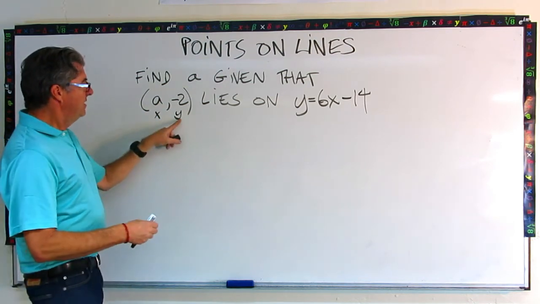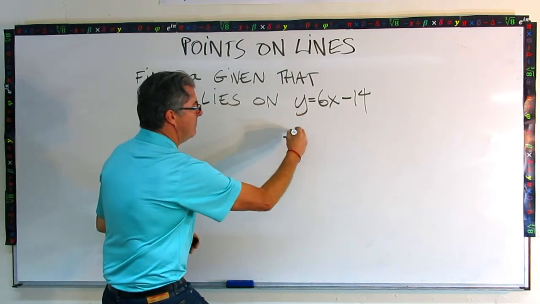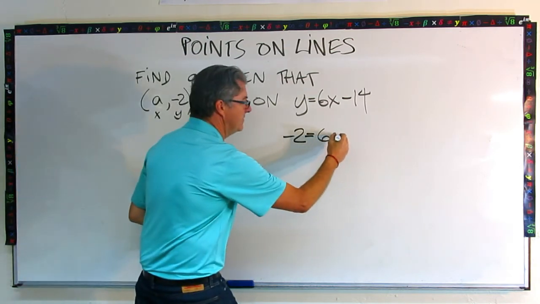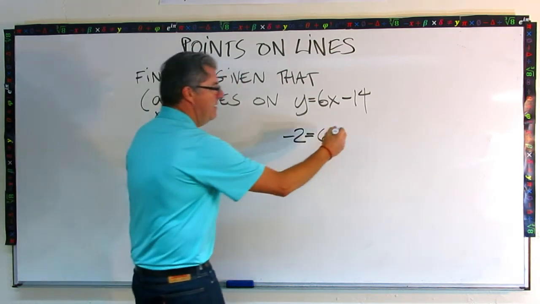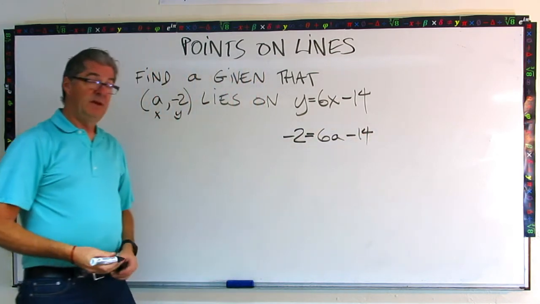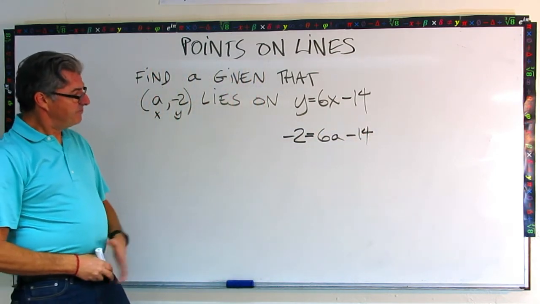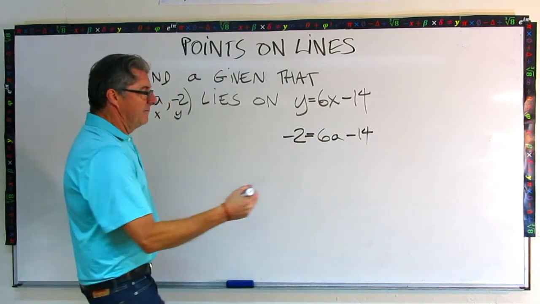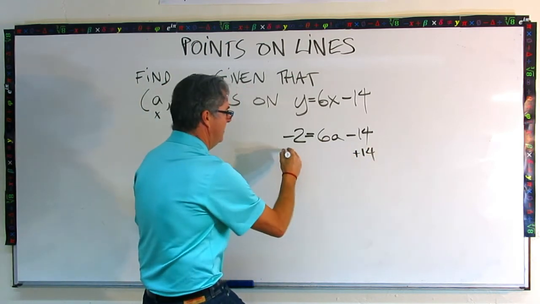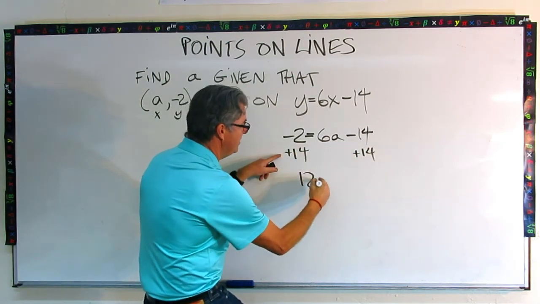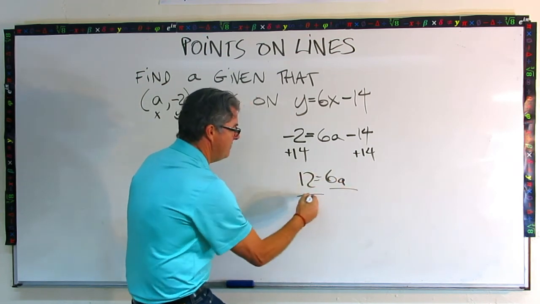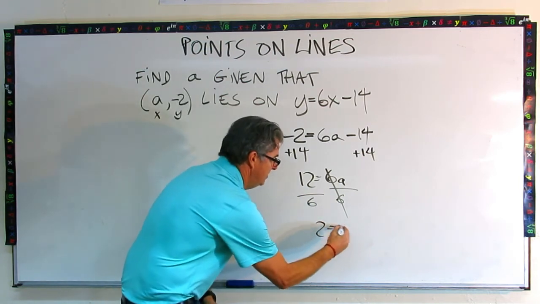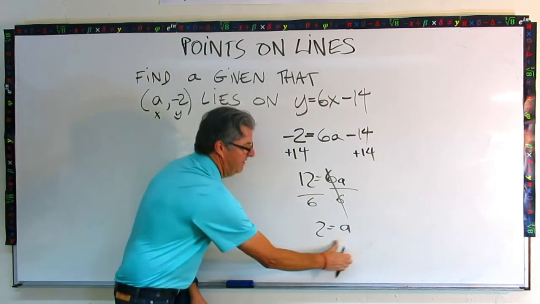So watch this. My y is negative 2, so I'm just going to bring this down. Minus 2 equals 6. Now here's my x, it's just a. I don't know what it is, so I'm just going to plug it in right like that. 6a minus 14. Now I just need to solve for a. I have a full-on equation with just one variable. We can solve for that all day long. I'm going to add 14 to both sides. So I'm going to get 12 equals 6a. Now I'm going to divide by 6 on both sides to cancel the 6 away from the a. 12 divided by 6 is 2. So a is 2.